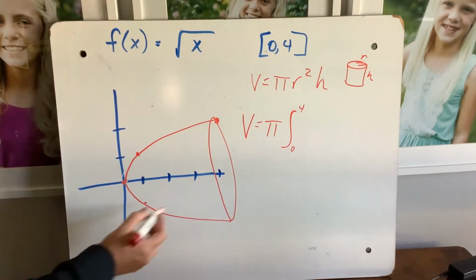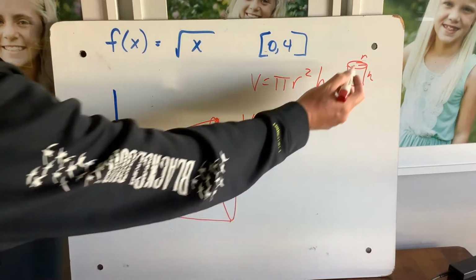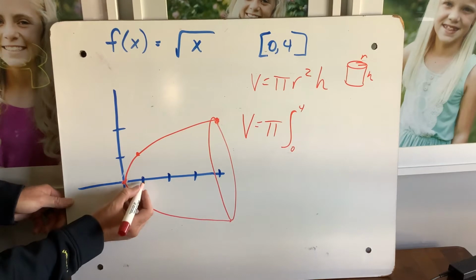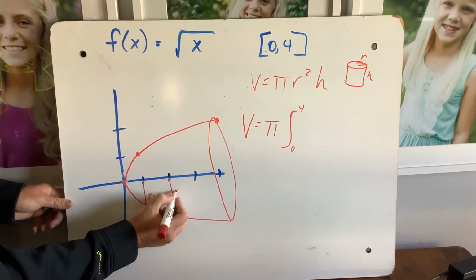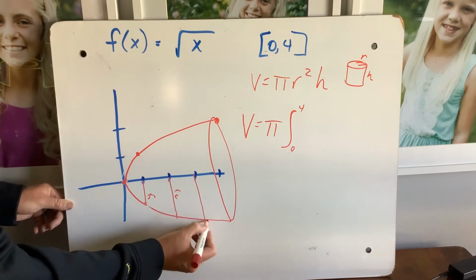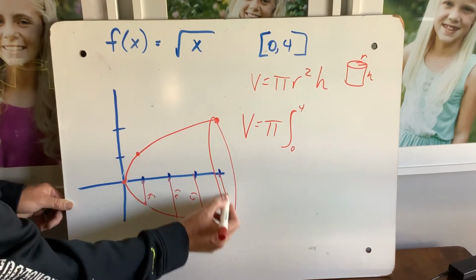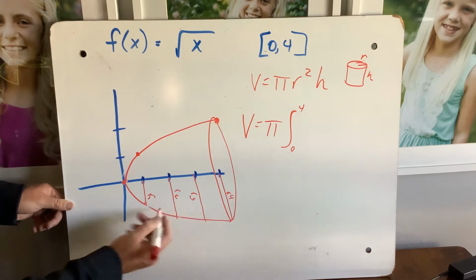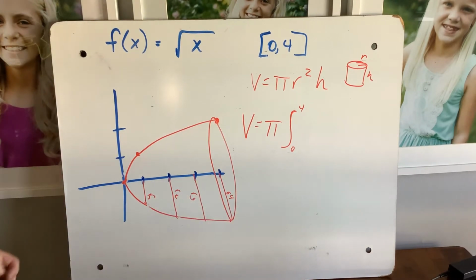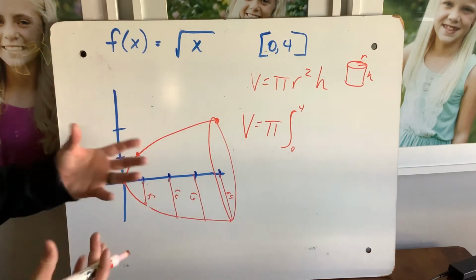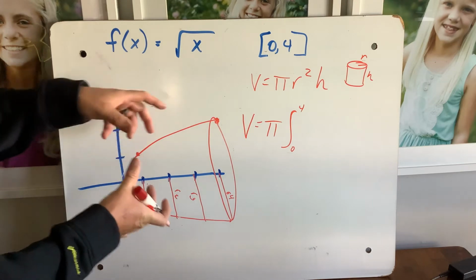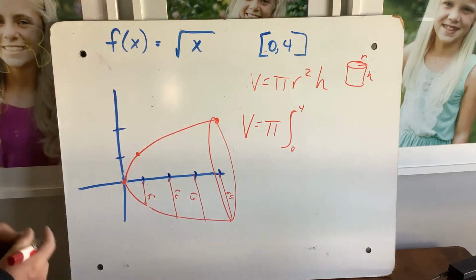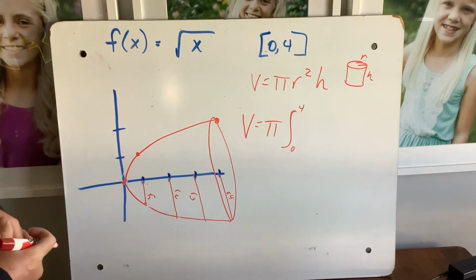And the radius is always changing, whereas in a cylinder, the radius is the same. But on this one, this would be a radius here. And when you get out here, maybe that's R1, maybe that's R2, R3, and maybe R4. So all of these are different radii, and everywhere in between. So basically what this process does is it takes a bunch of circles and stacks them on top of each other, and they are all different radii.